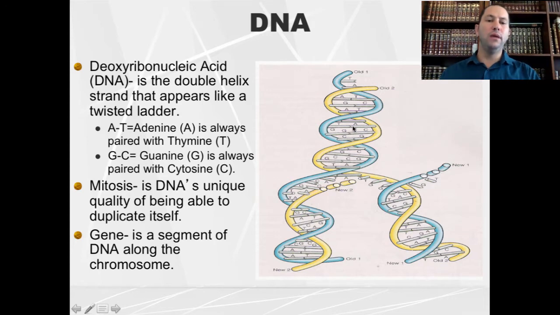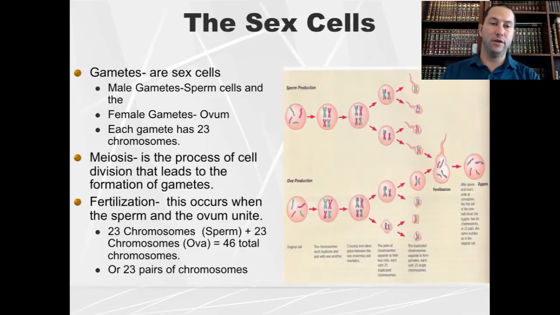But how do we duplicate genes? This process is called mitosis, and you'll see that it splits into 2, and then it makes its own base pairs. And then it goes through this process over and over and over, and that is the duplication of DNA, and we have our genes.